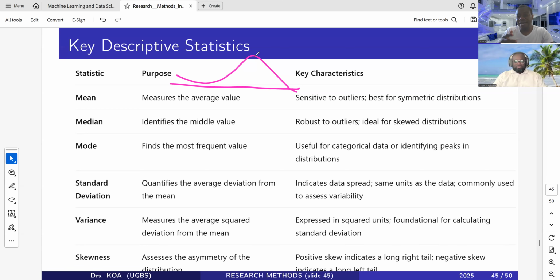Also, when there are outliers in the data, the median is good to use because it's very robust to outliers. I hope you know outliers. Who can tell me the difference between an outlier and an influential observation?